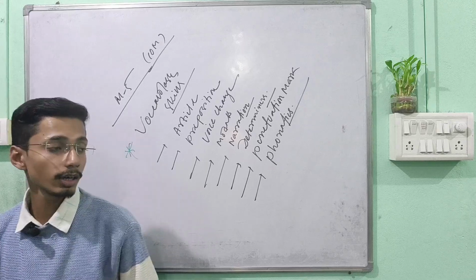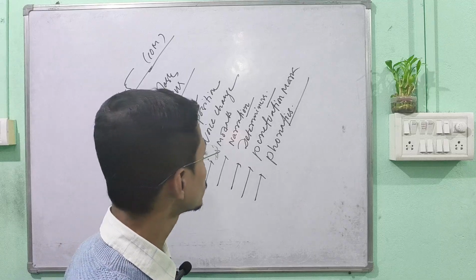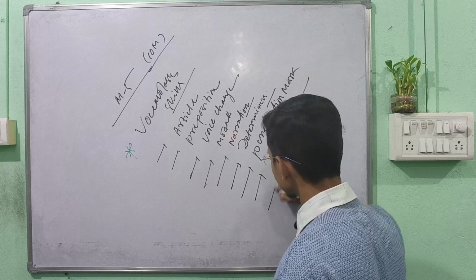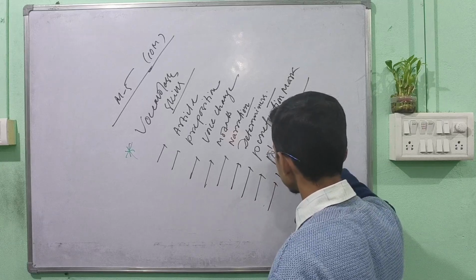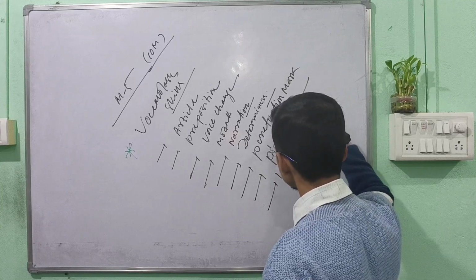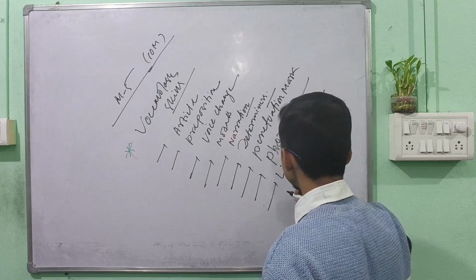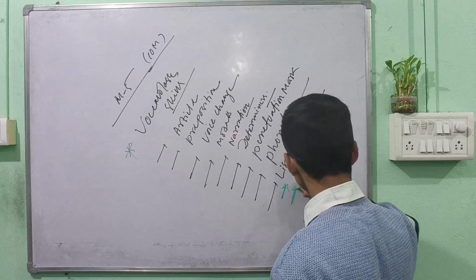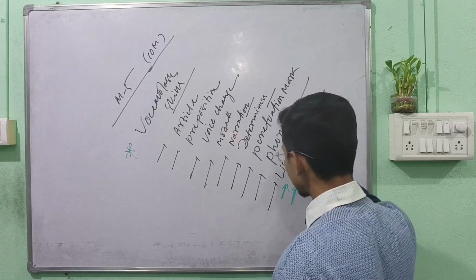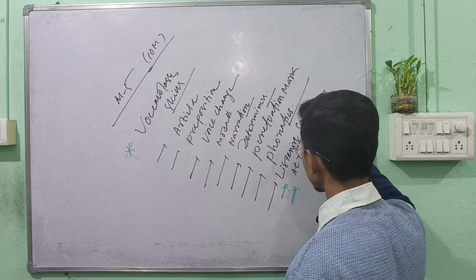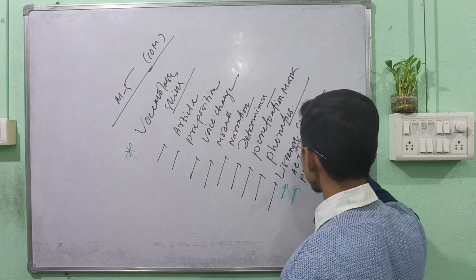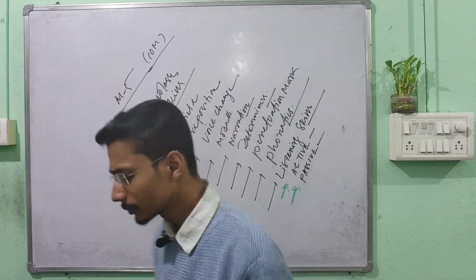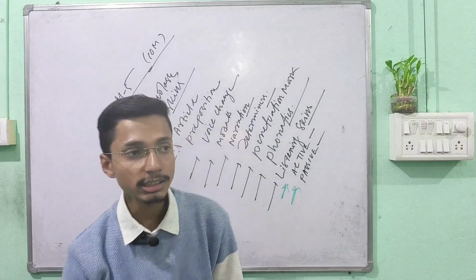And one topic is also left, I forgot to mention. This one is listening skill. In listening skills, there are mainly two types: one is active listening and one is passive listening. So what is active listening and what is passive listening?